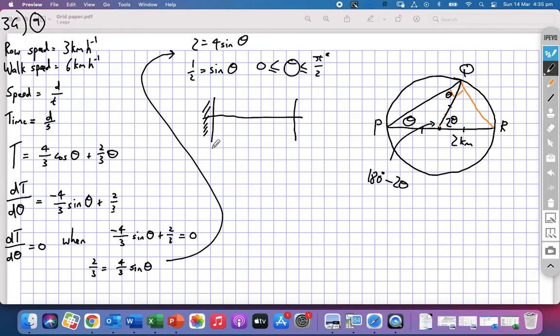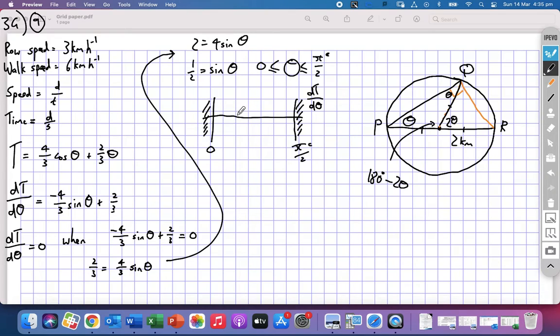So the sine diagram, always draw the sine diagram for the optimization, unless you want to go to second derivative. We haven't covered that yet. But you have to show that you're dealing with a maximum or a minimum.